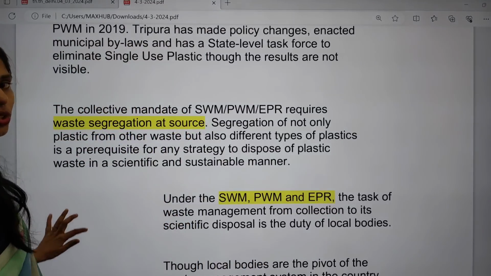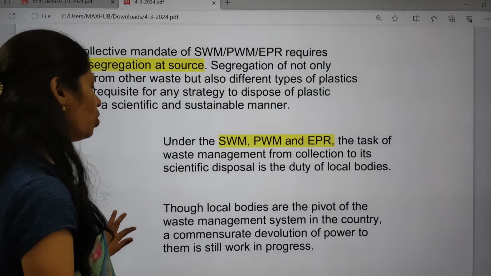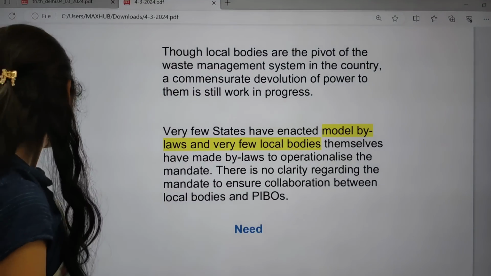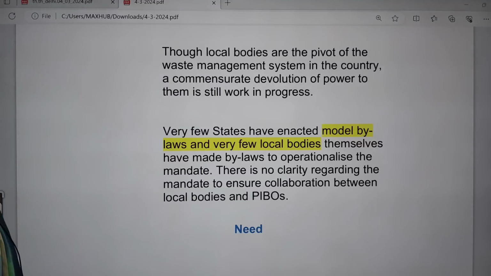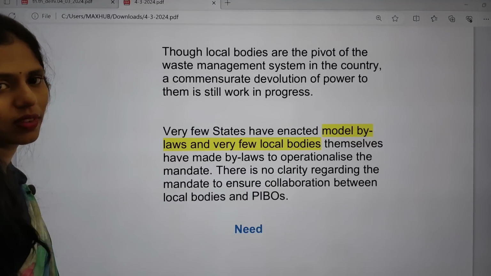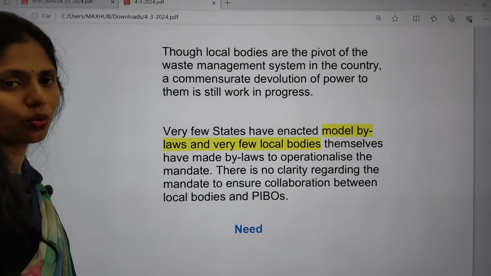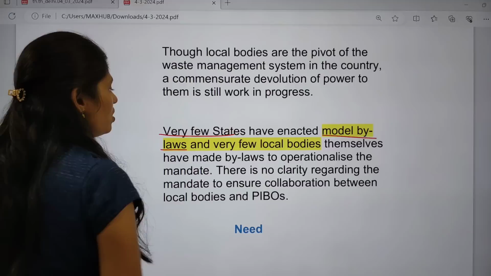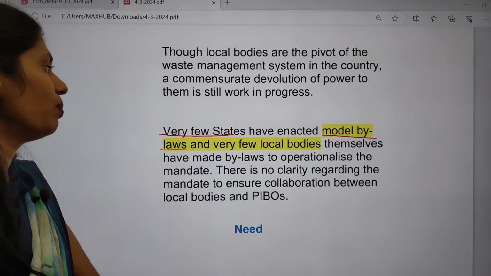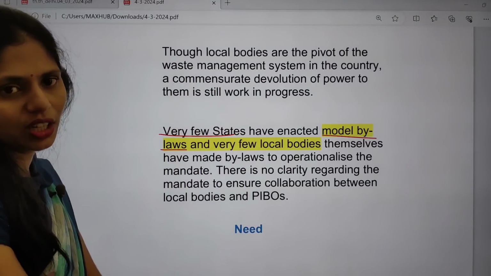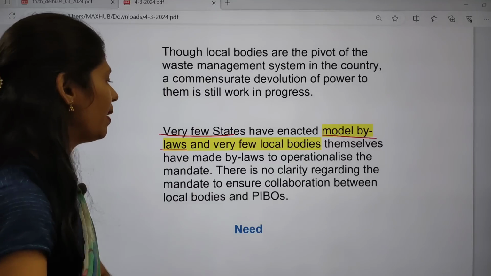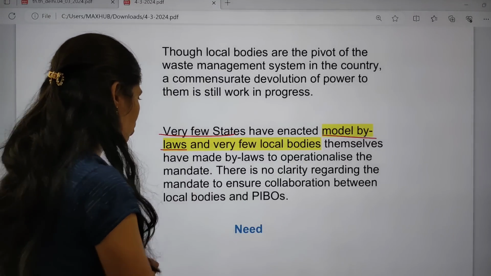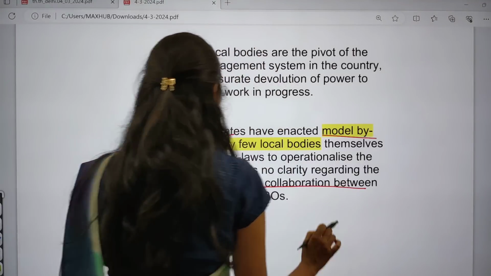It is even the duty of the local bodies. Though local bodies are very important in this waste management system, in our country we are not focusing on the devolution of power to them. It is still a work in progress. Very few states have enacted model bylaws, and very few local bodies have themselves made laws to operationalize the mandate, and there is no clarity regarding the mandate to ensure collaboration between local bodies.